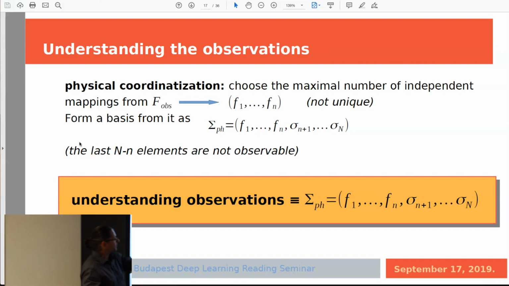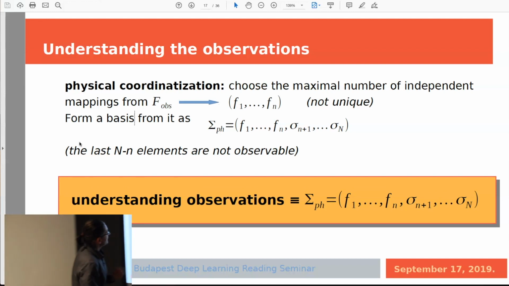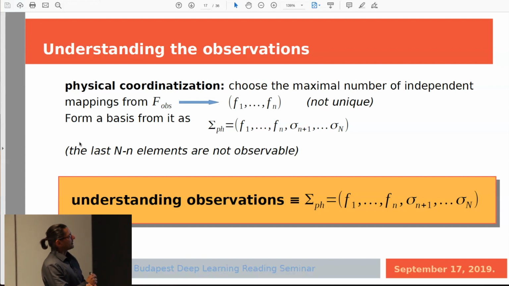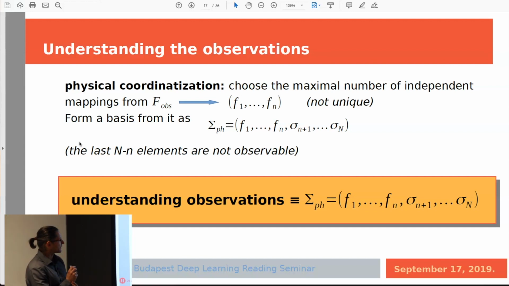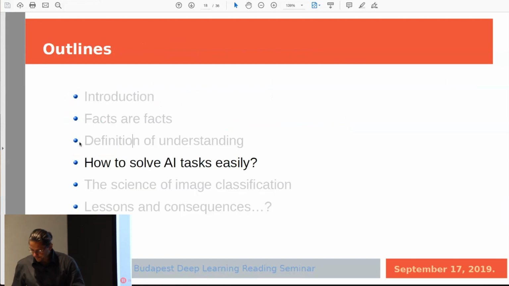These first ones are observable, and the rest are not observable stuff. So the last large n minus small n elements are not observable. And my claim is that understanding is to find this function, this coordinatization. Okay, let's look at how it works, because it's not necessarily very natural. If we have this knowledge, how can we solve an AI task easily? This is the question.